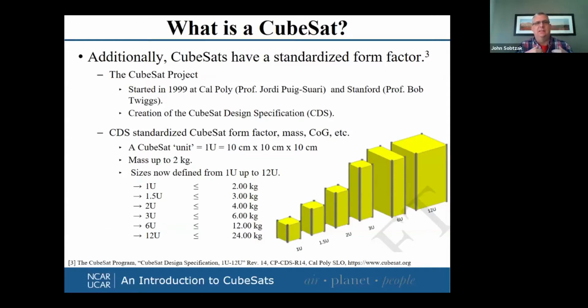Specifically, they created what they call the CubeSat unit, or 1U, which is 10 centimeters by 10 centimeters by 10 centimeters cubic, hence a CubeSat. That's 1 liter of volume, and they said, well, we'll let that have a mass up to 2 kilograms. That has now evolved in the latest version of the CubeSat Design Specification, linked at the bottom there, which is on version 14.